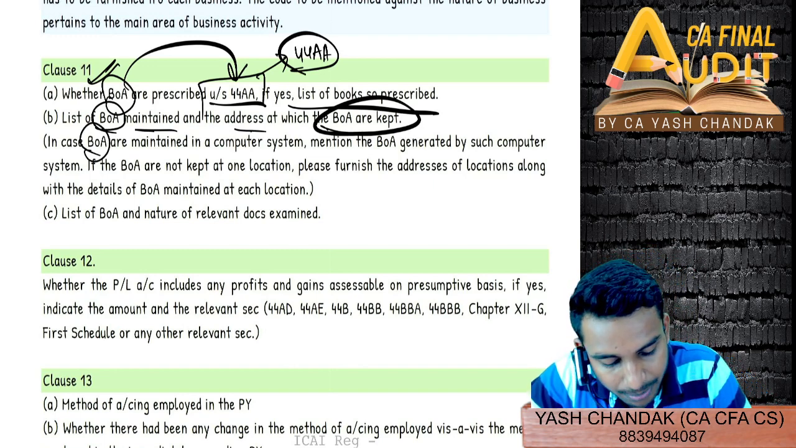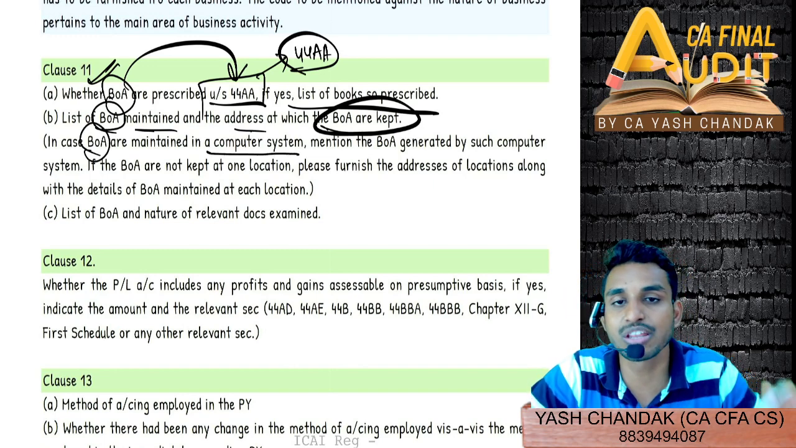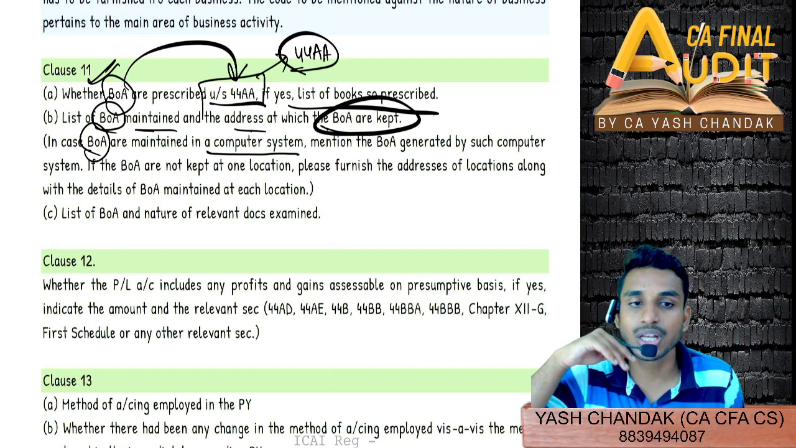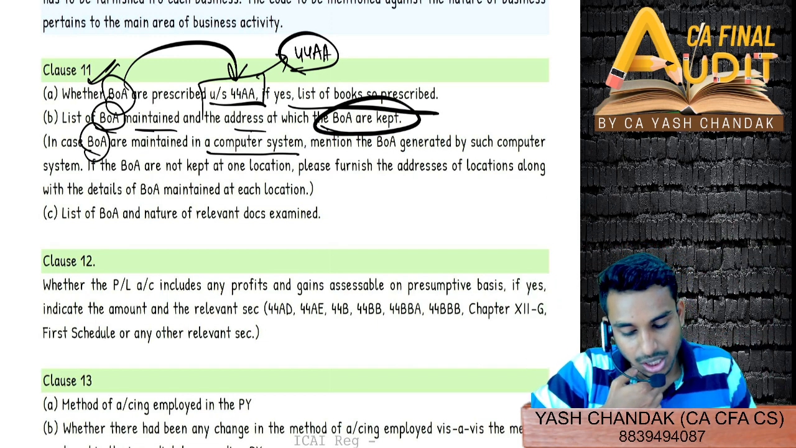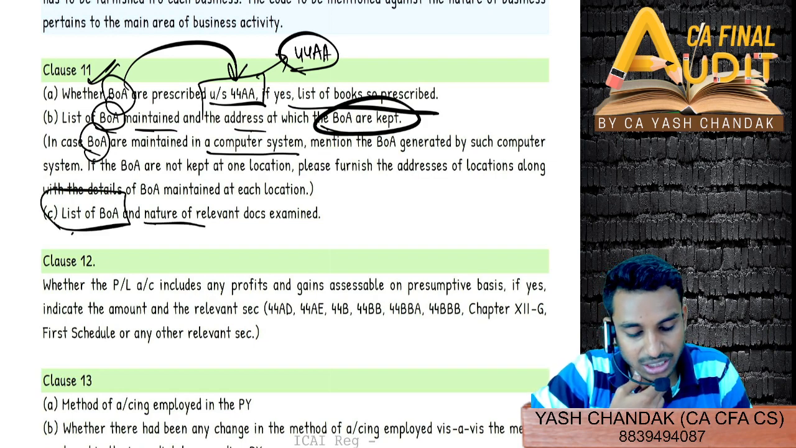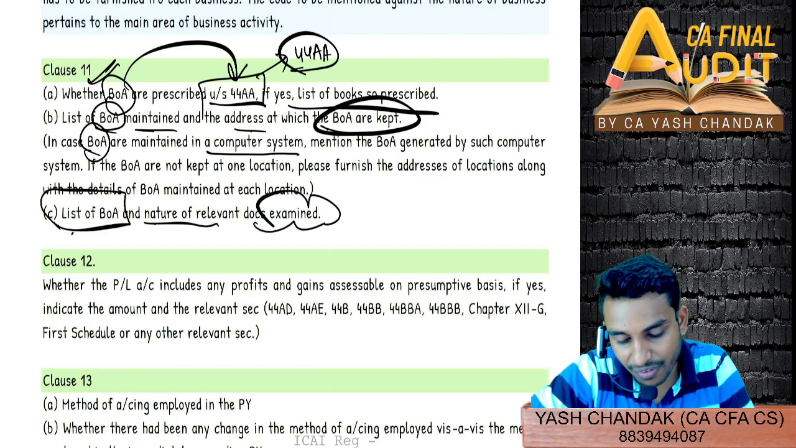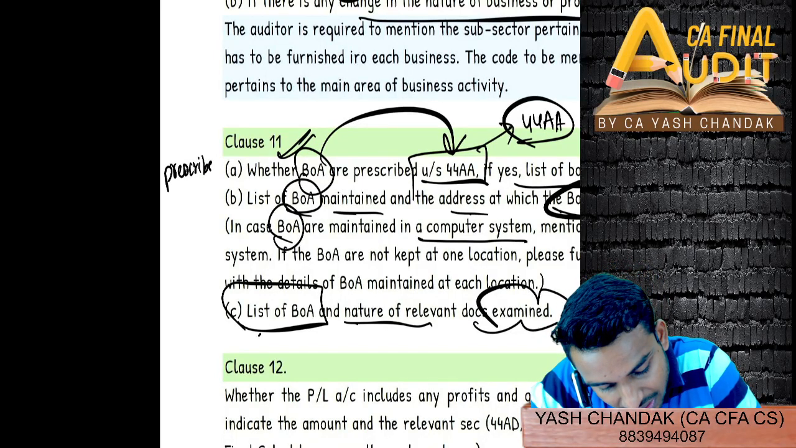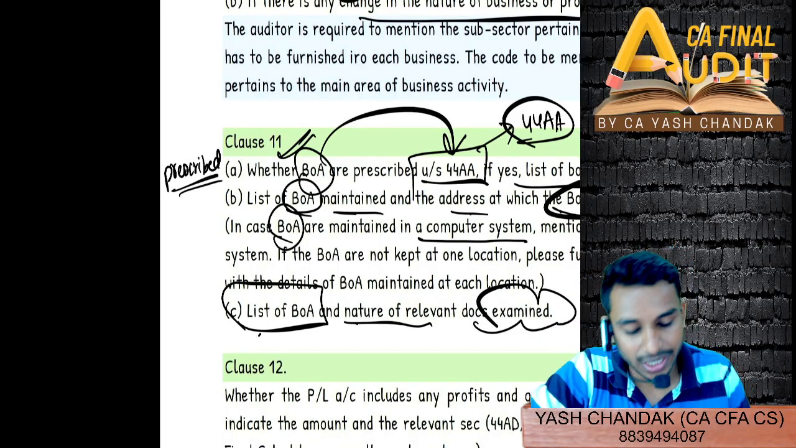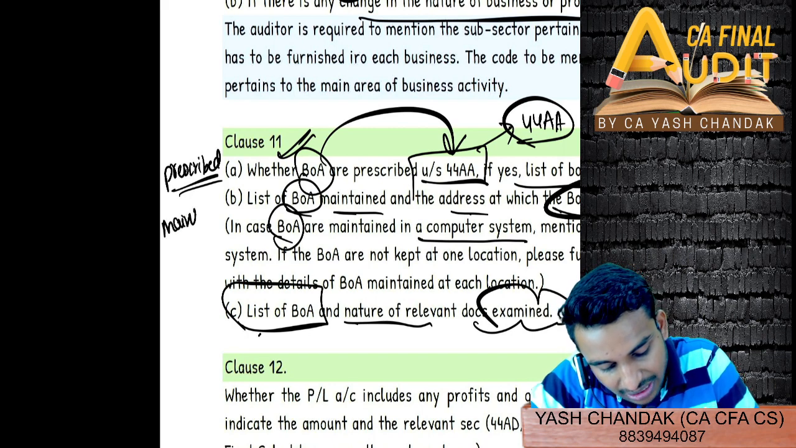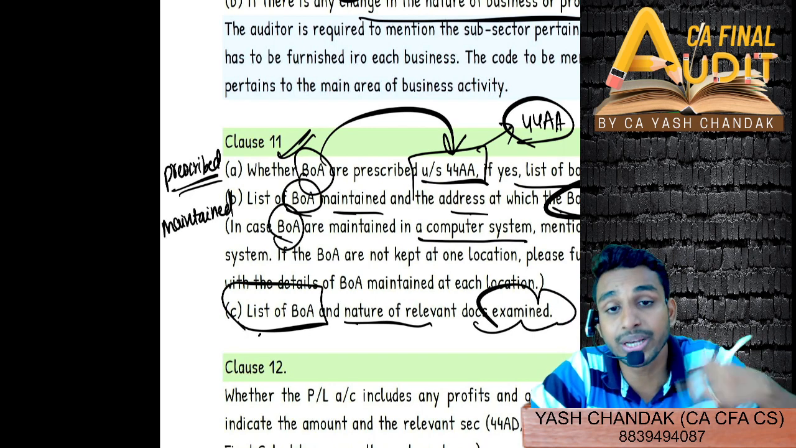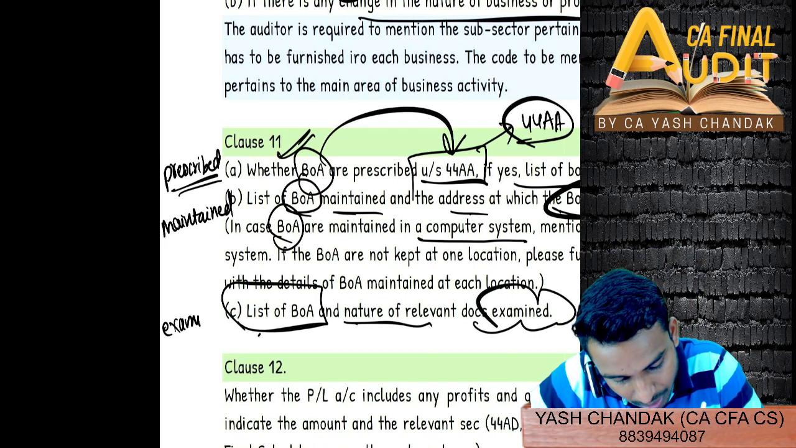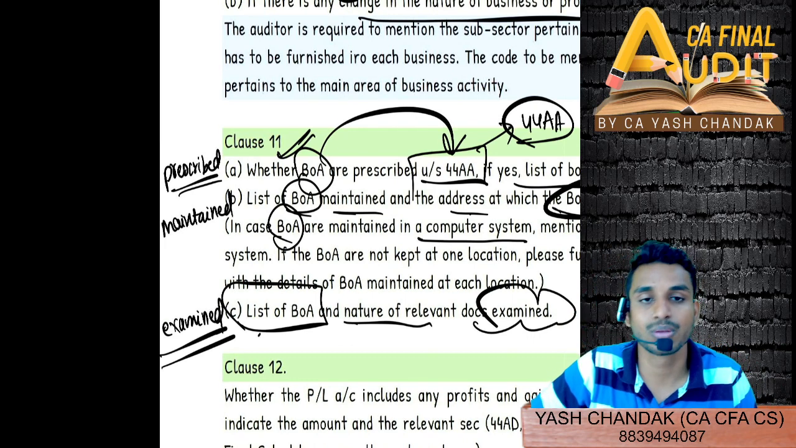In case books of accounts are maintained in a computer system, then you have to separately specify that these are maintained in a computer system or in a cloud system. And then lastly, the list of books of account and nature of relevant documents which you have examined. So in clause A, what I am specifying is whether these are prescribed or not. In clause B, I am telling whether they are maintained or not, and if maintained, then where they are maintained. And clause C is whether I have examined those books of account or not.